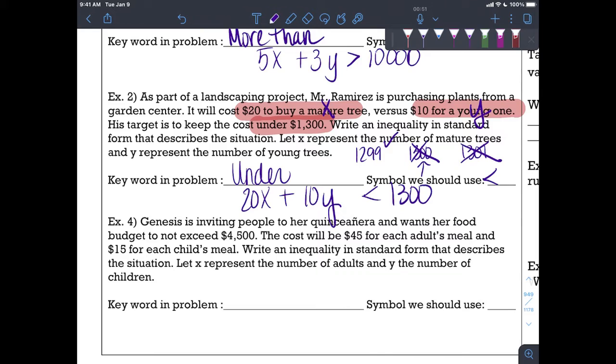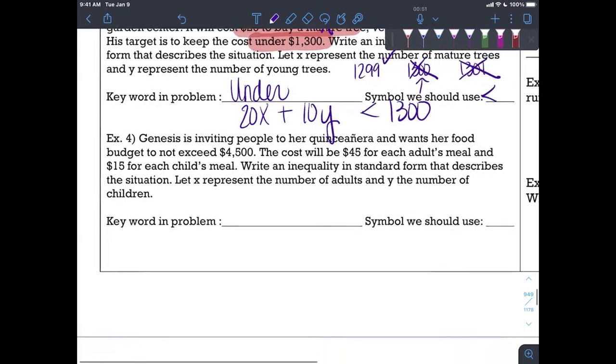Now, had they said no more than, or at most, or does not exceed, then we would have assumed that there would have been an extra line because we could have spent up to $1,300. All right, next one.